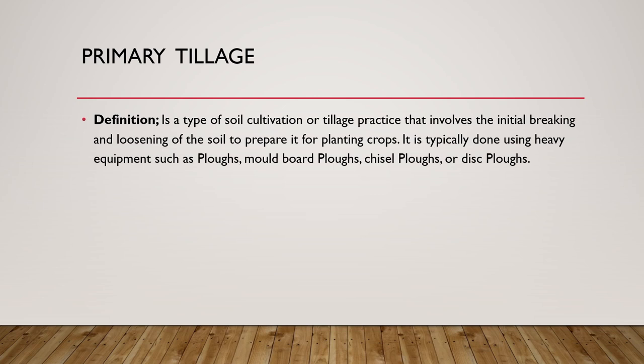This is a type of soil cultivation or tillage practice that involves the initial breaking and loosening of the soil to prepare it for planting crops. It is typically done using heavy equipment such as plows, moldboard plows, chisel plows, or disc plows.